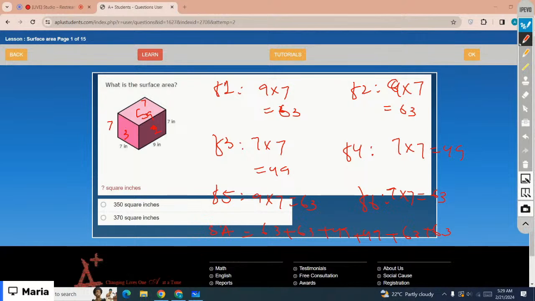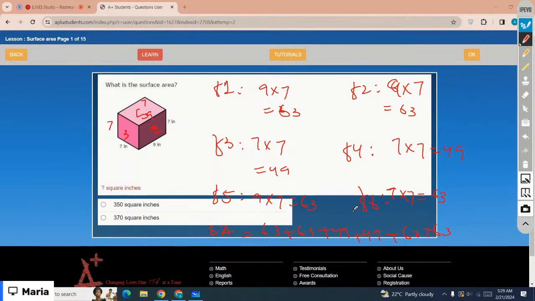I think I made a mistake, right? Mistake in what? A mistake for this face. This is 9 and this is 7. 63 plus 63. No, I added 47. I think that is 47. I added 47, but that is 49 plus 49. Yes, 7 times 7 is 49, right?